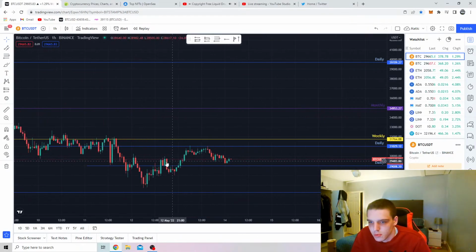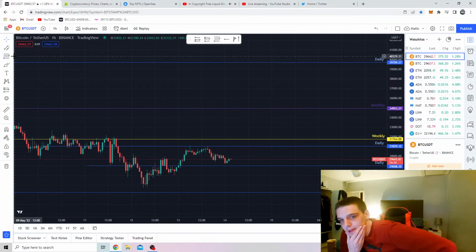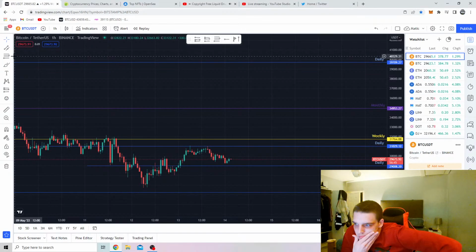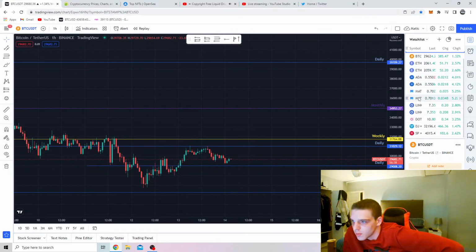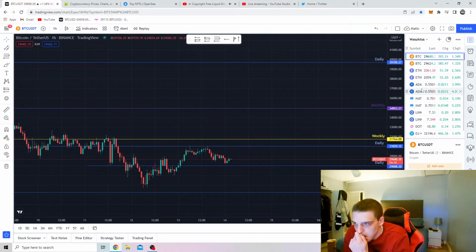Obviously, if tomorrow, for example, we blew up to here, the 35k area, then I would essentially expect a big move down, because there's just not enough strength there for the support. But you never know what can happen. This is cryptocurrency.